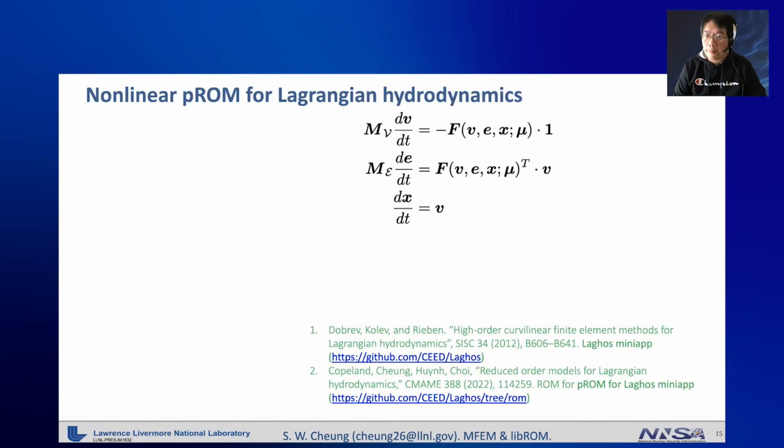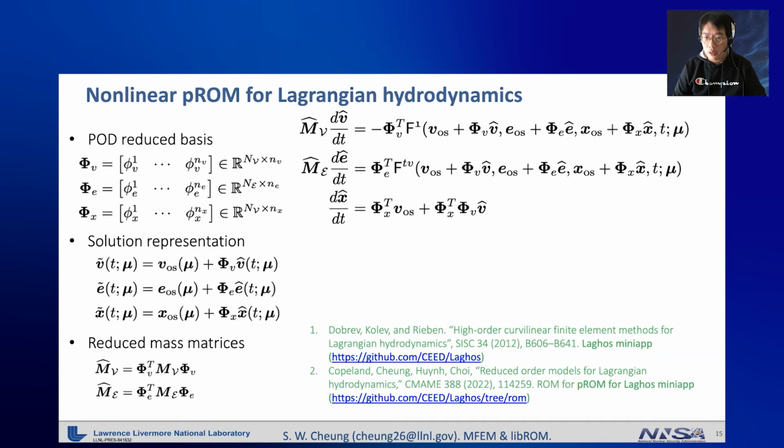So we have also applied the PROM to Lagrangian hydrodynamics, which is discretized using the curvilinear finite element and artificial viscosity, which yields a system of nonlinear ODEs describing the conservation of momentum, energy, and the equation of motion of the Lagrangian frame. So here we will discuss a projection-based reduced order model for this system.